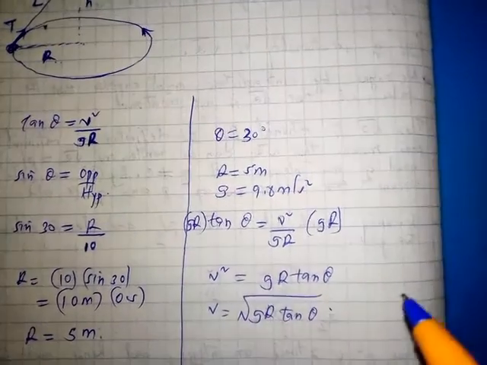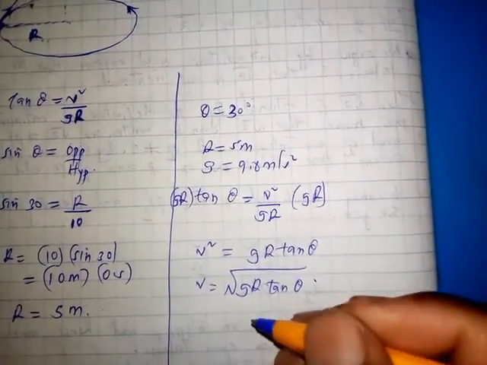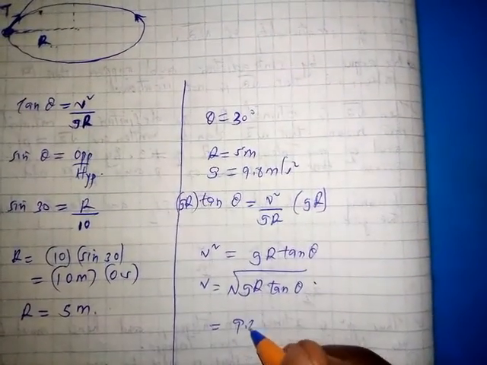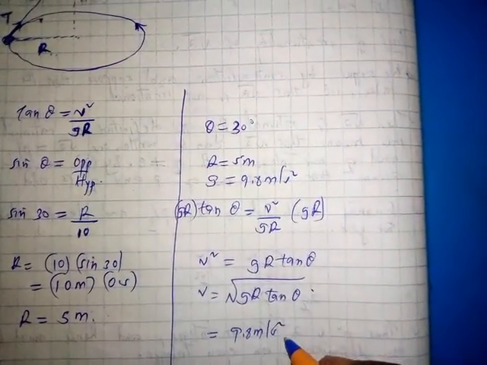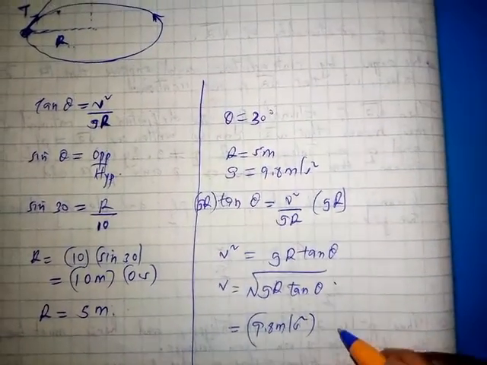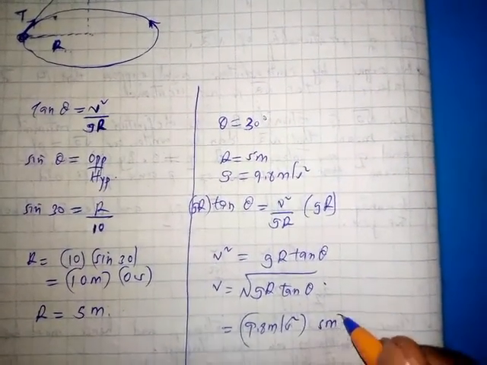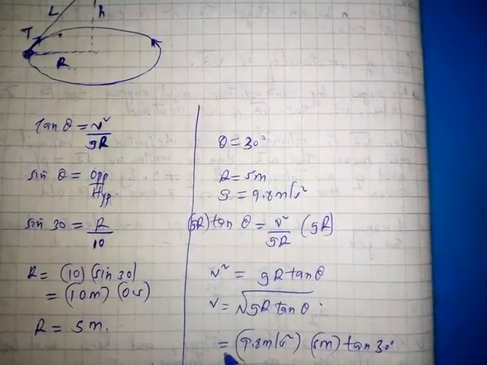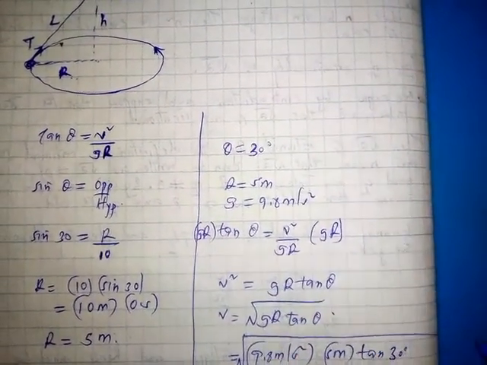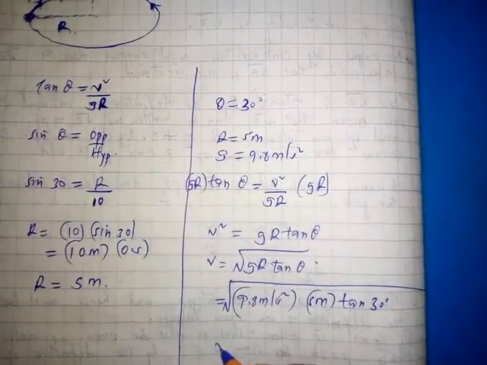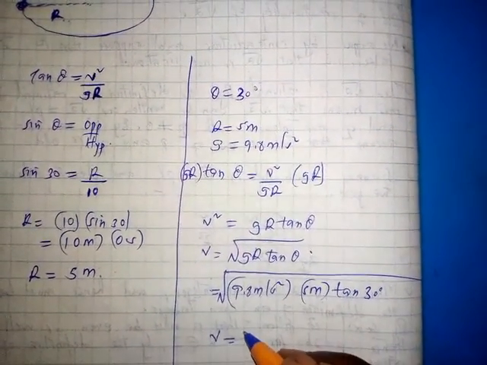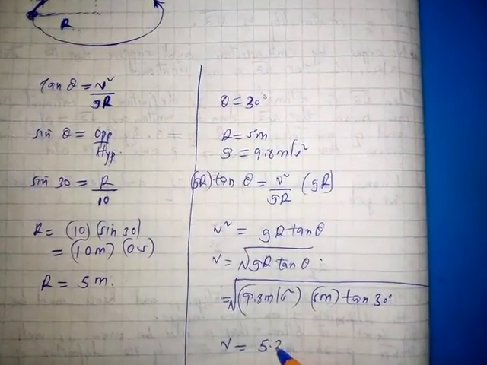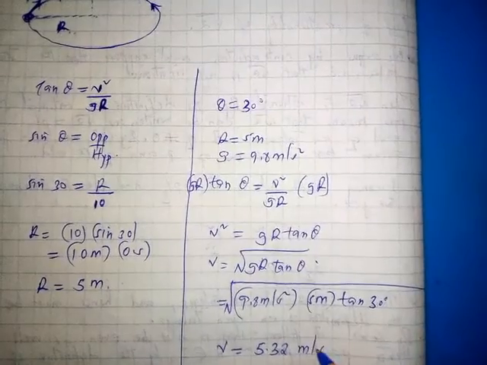Our v is equal to the square root of gr tan theta. After reaching this point, we just substitute the values, so that we have 9.8 meters per second squared, our r is 5 meters, then tan 30 degrees, the whole of this under the square root, and our v for theta equal to 30 degrees is 5.32 meters per second.